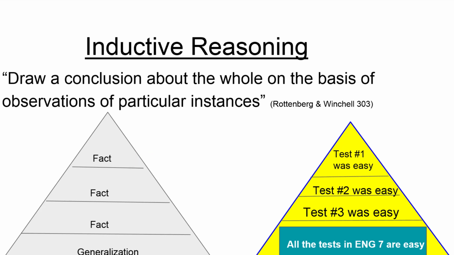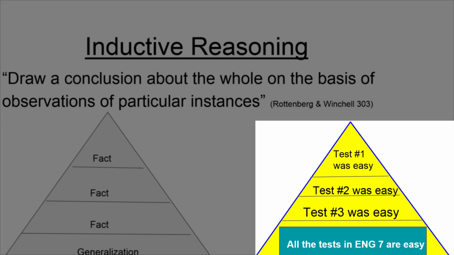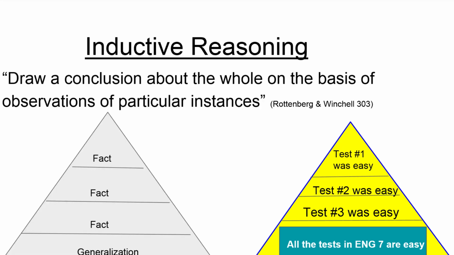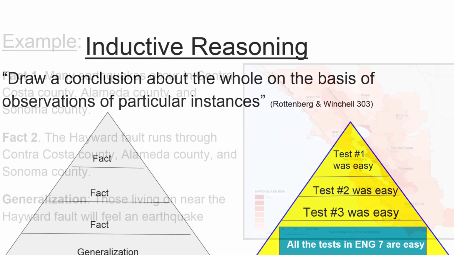So let's say you were trying to determine if a class was easy. And you started with the fact that test 1 was easy, test 2 was easy, test 3 was easy, and from these examples, you could conclude that all the tests in English 7 are easy. Now, is that a guaranteed answer? No, but it is a logical conclusion.